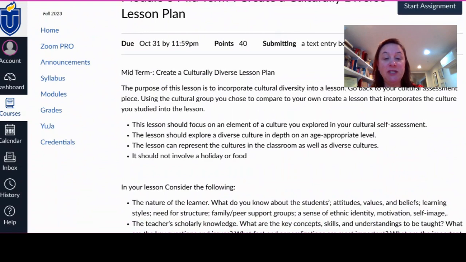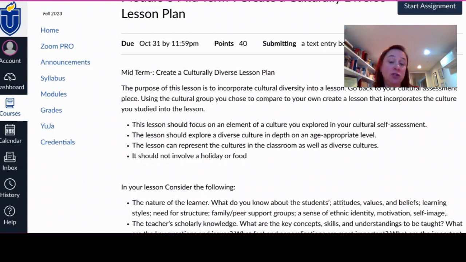So the first point of this is it should focus on an element of culture that you explored in your cultural self-assessment, so either yours or the other culture. It should explore it in depth, and it should be age appropriate. So you can look at music from that culture if that's something you're examining. You can look at some types of traditions that people have. Whatever it is, you want to make sure that it's age appropriate. So you're not doing something where it's way above their age range.